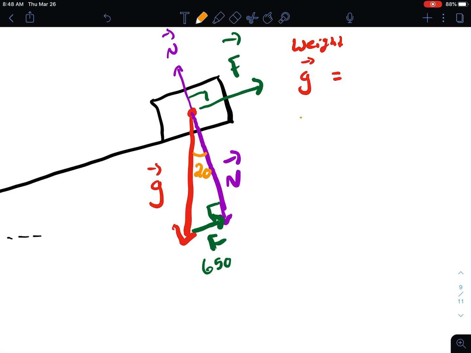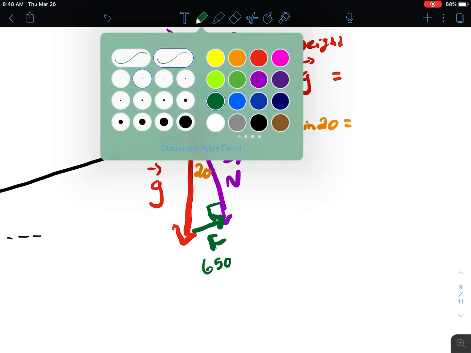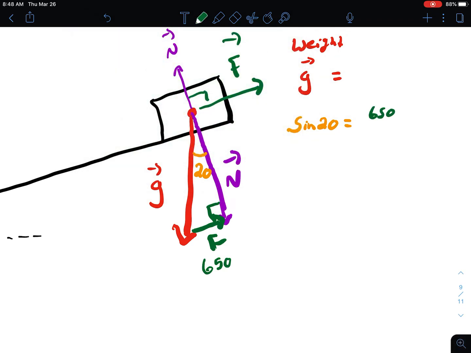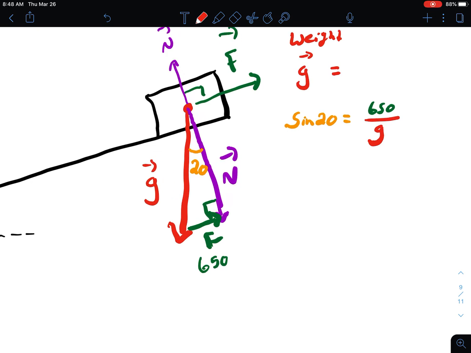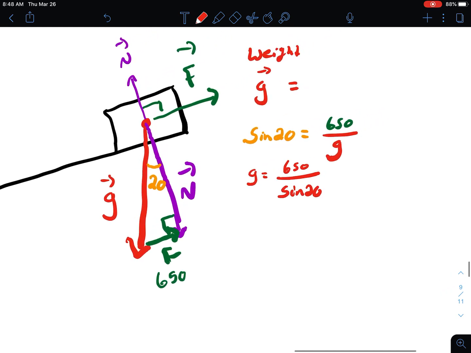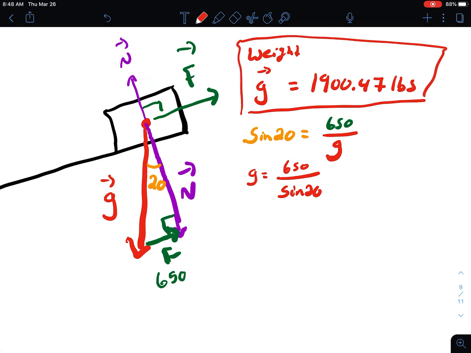well, before I can get that, I have to use the sine function. So I'd say sine of 20 is equal to opposite, which is F, divided by G. And so I'd have G is going to equal 650 divided by sine of 20, which is going to give me a weight of the car to be 1,900.47 pounds.